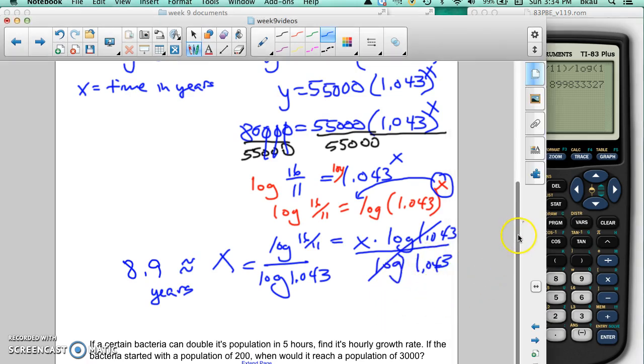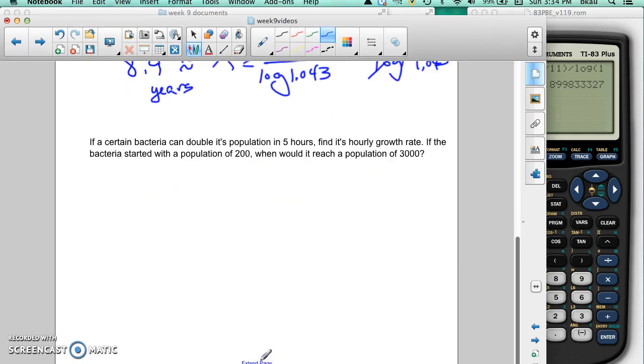Our second example here is we have a bacteria that's doubling in population every 5 hours, and we want to find its hourly growth rate. Now, in a problem like this, we would probably use a different model, but they did ask for an hourly growth rate. So since we're dealing with hours here, we're going to use this model because your x values can be in a time unit that's not continuous.